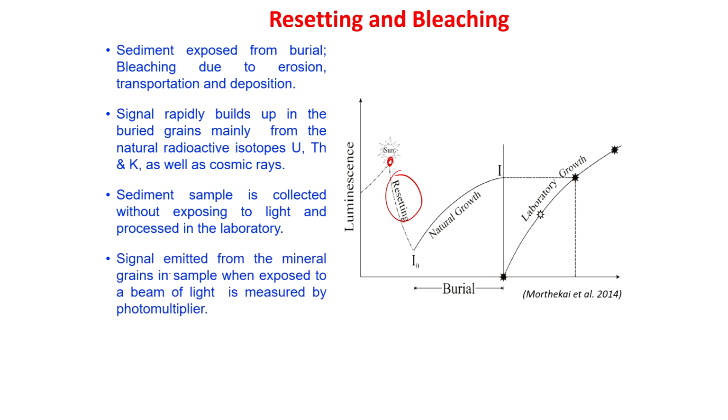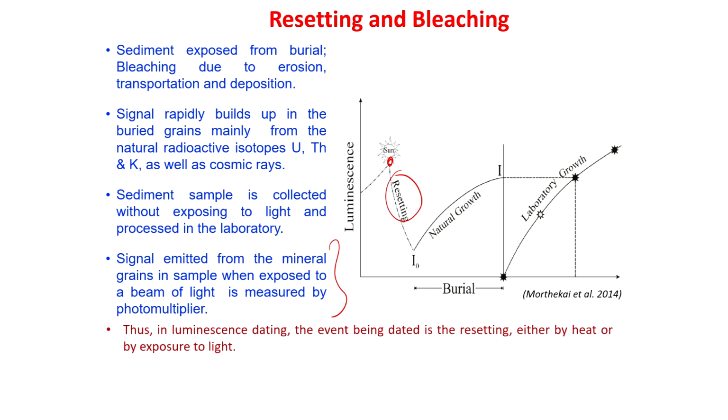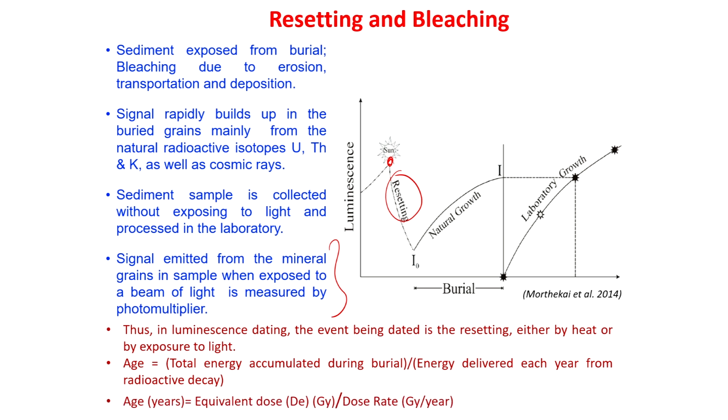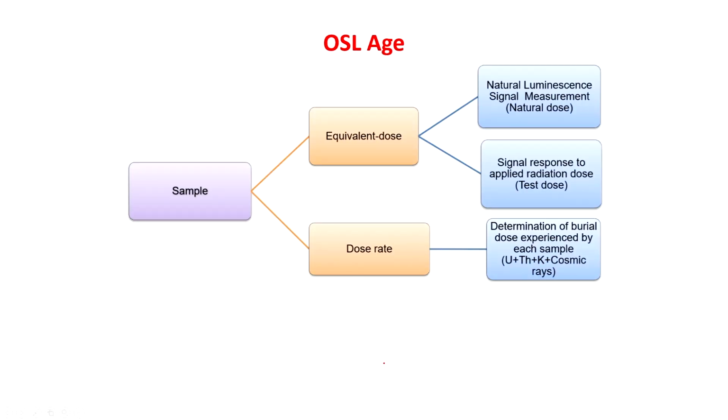So, the signal emitted from the mineral grains in the samples when exposed to a beam of light is measured by a photomultiplier tube. We will talk about this very quickly. Now, the resetting one, let me just talk about. This is what we were talking about, how we will calculate the age. We will get the DE, that is your equivalent dose, and the dose rate. Both you will see have been mentioned in gray, but finally, the age which you will obtain will be in years. But usually the DE and dose rate will be in gray per year.